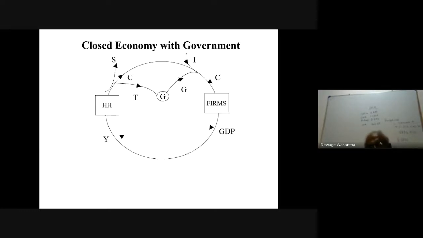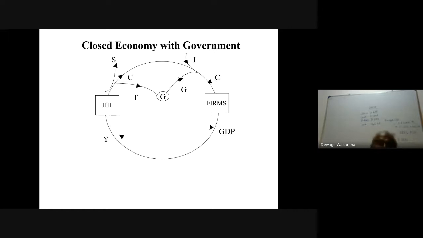Next model, closed economy with government. If you can understand the first model, you can easily understand the second model. But when there is a government, the government taxes people. Then you have to ask the question before you do the calculation: what kind of tax system does this country have? There are various tax systems.